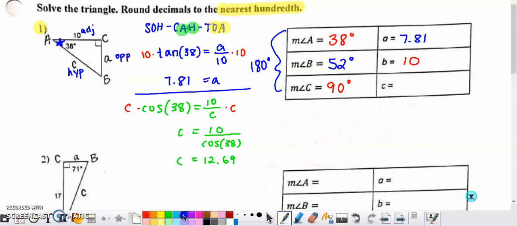And you can always double check to see if you have 3 answers here that make sense as side lengths. A squared plus B squared should end up giving you C squared in the end, according to Pythagorean theorem. You can check that on a calculator if you want to double check your answer.